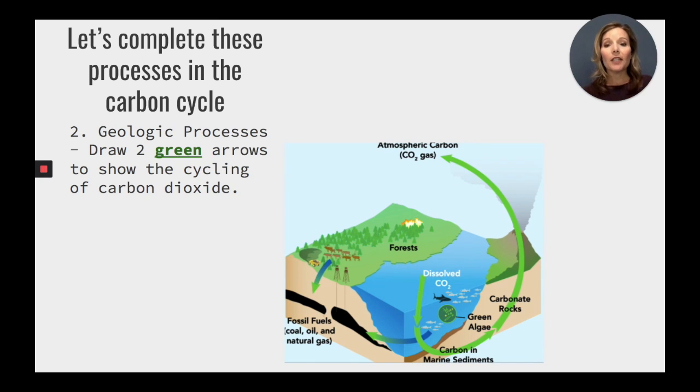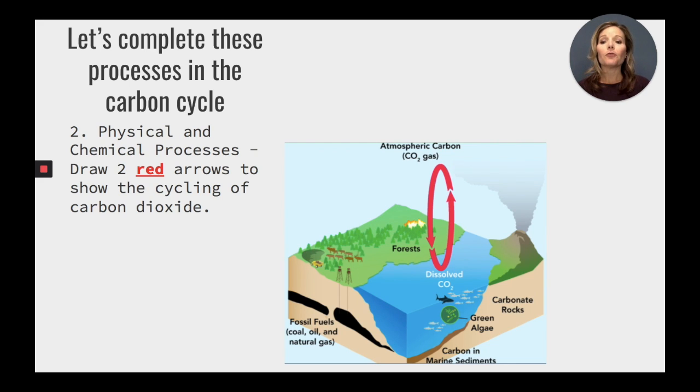Now let's get your green colored pencil and draw 2 arrows that show the cycling of carbon dioxide. So in this instance, we're looking to see how some carbon dioxide, actually as we look at the process of decomposition, can eventually become fossil fuels like coal, oil, and natural gas. At the same time, we can show how we have carbon dioxide cycling back into our atmosphere through the carbon in marine sediments and carbonate rocks.